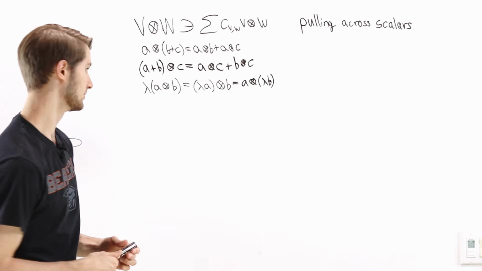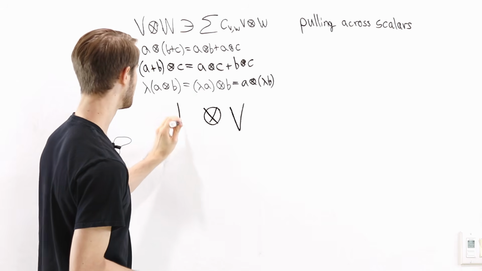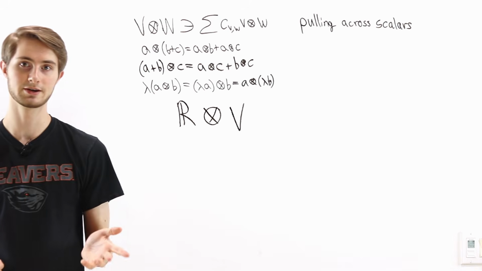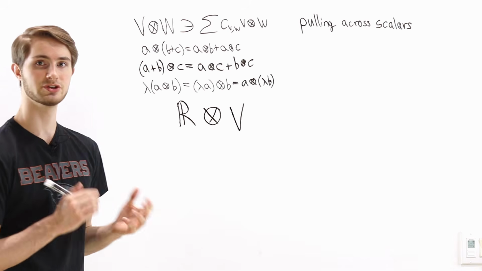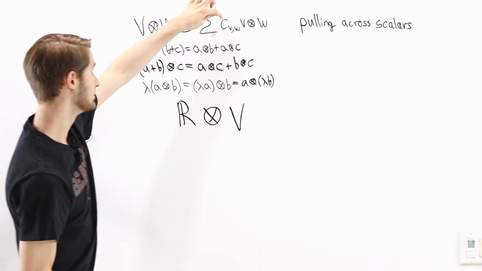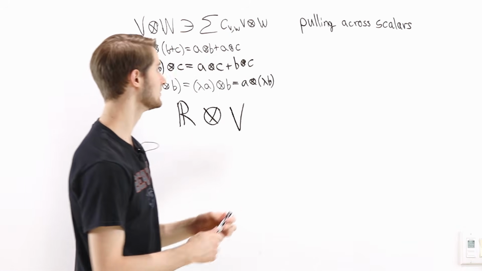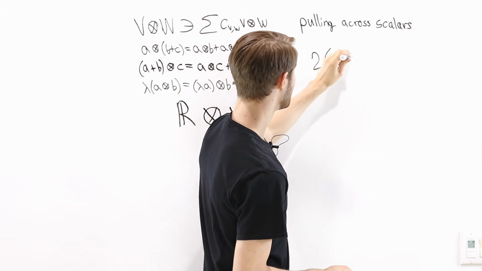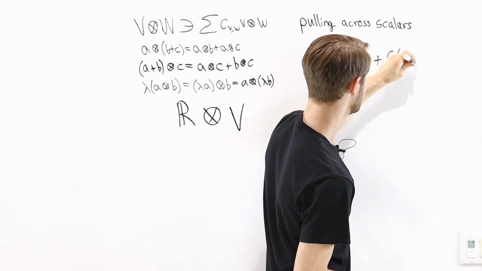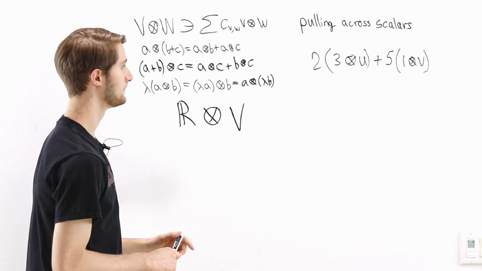So let's look at an example. Suppose that V is a vector space over the real numbers, and we take the tensor product of V with the real numbers. What does this tensor product look like? Well, let's think about a few examples just to get a handle on what we're looking at. We remember that the elements of a tensor product are going to be linear combinations with these scalars times the pure tensors over here. So one example of that kind of element would be 2 times (3 tensor u) plus 5 times (1 tensor v). So in this case, u and v are elements of this vector space over here.